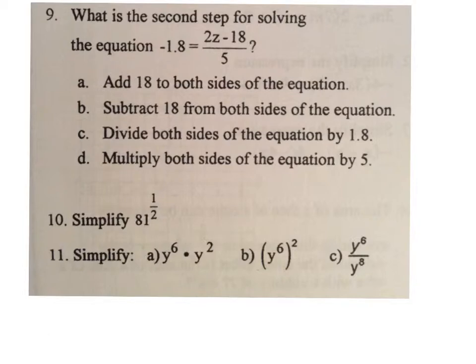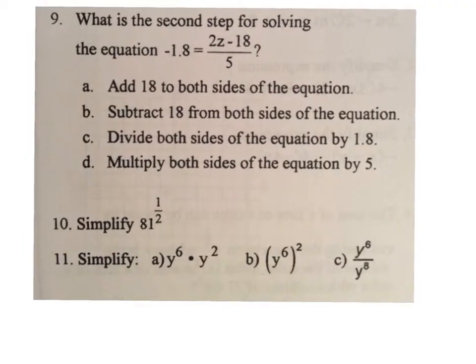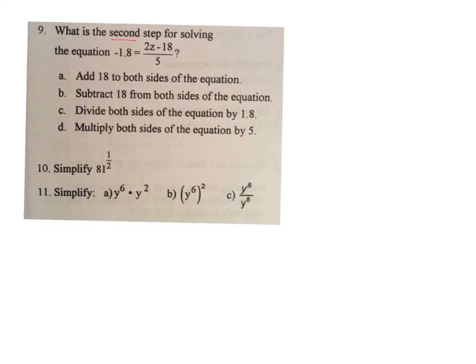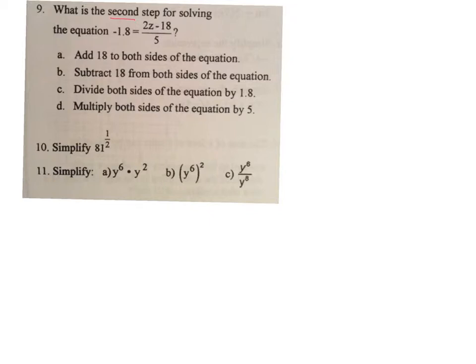Okay, on number 9, what is the second step? What is the second step for solving this equation? Well, if you look at this equation, I'm going to minimize it just a little bit. I get negative 1.8 equals (2z minus 18) over 5. The first step in solving this is multiplying both sides by 5 to get rid of that fraction. And when you do that, I'm not going to multiply it. I'm just going to leave it right there. So I'm sorry, that's not negative 5, it's a positive 5.